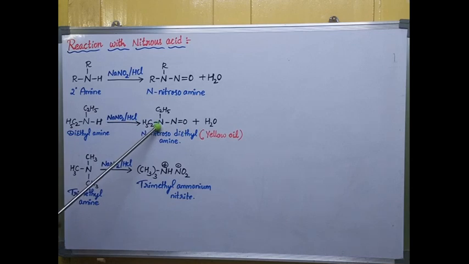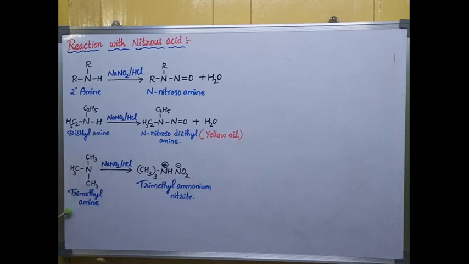N-nitrosodiethylamine. So to the nitrogen, a nitroso group is attached and nitrosodiethylamine is produced along with water byproduct. This nitrosamine is a yellow colored oily substance.